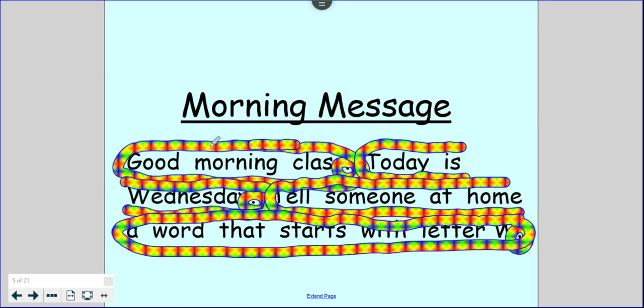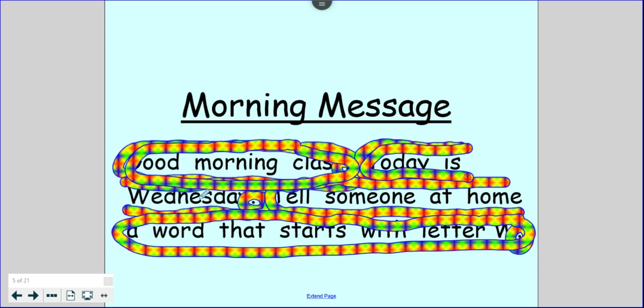So let's count. We have 1, 2 sentences. Today is Wednesday is the next sentence. And then the last sentence says, tell someone at home a word that starts with letter W. Oh my, that's a lot of circles. But hopefully you get the point. We have 1, 2, 3 sentences in our morning message.